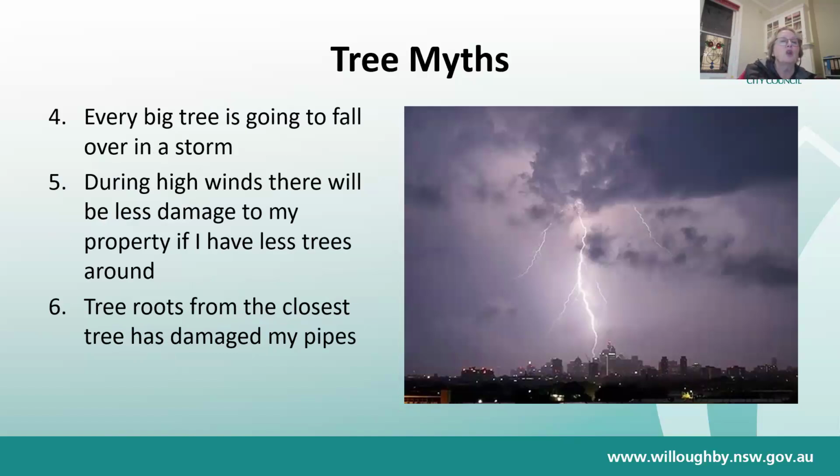Every big tree is going to fall over in a storm. Well, if that were the case, we wouldn't have any trees standing. Trees are designed to keep standing up. Trees also have an inherent strength within them, and usually from the people who have done research on this, they say that the inherent strength of trees averages somewhere around 4.5. So it's 4.5 times strong to withstand all these wind duration storms.